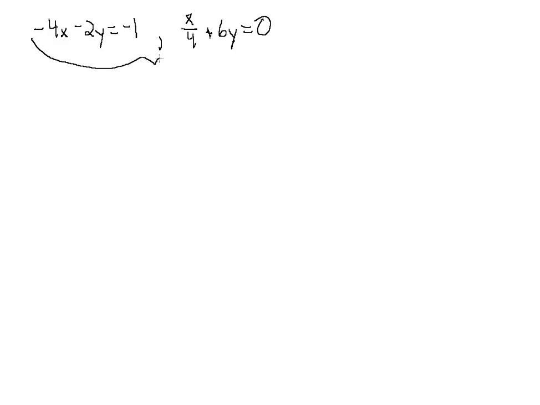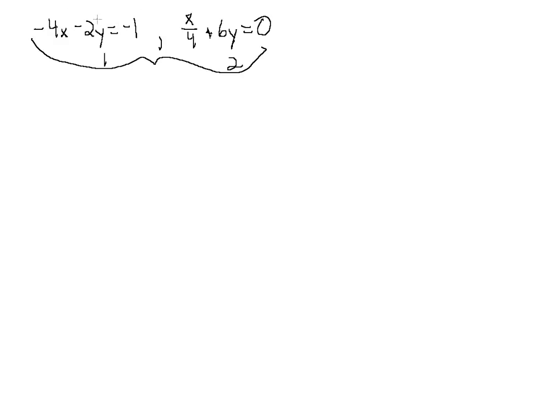So here is our system of linear equations. We have equation 1 and equation 2, if you will. And the first step is we want to take either equation and solve for one of our variables in terms of our other variable.